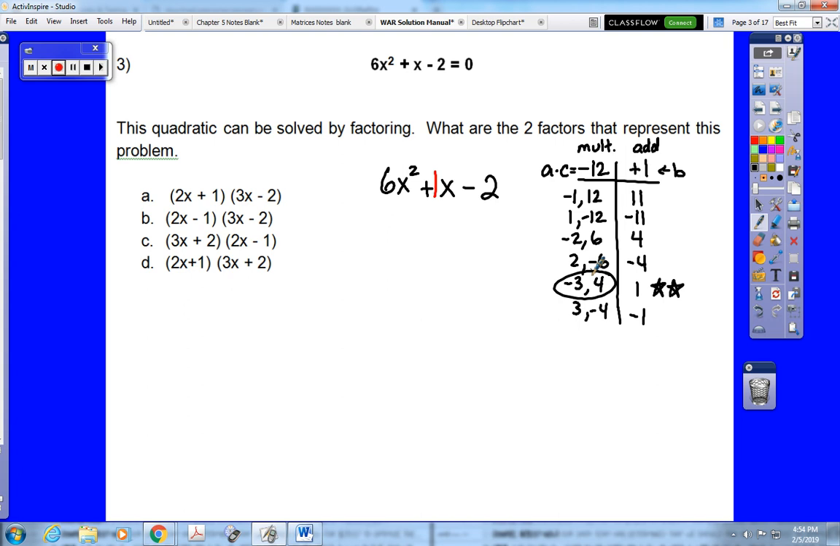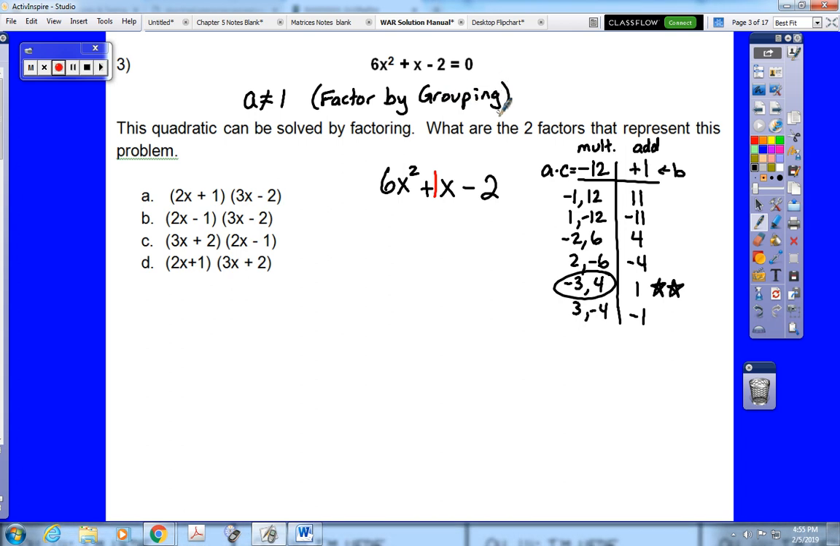However, we don't just stick those into an answer because this is factoring by grouping. Anytime we have a not equal to 1, we're going to do factor by grouping, which means we're going to take that middle term, the 1x, and break it up into 2 separate terms. So we have the 6x squared out front still. Then we have minus 3x plus 4x minus 2.